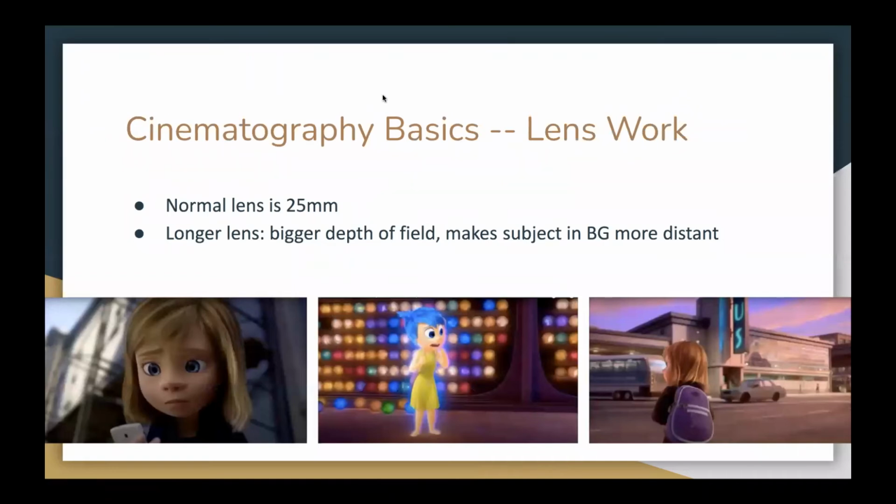And then this is more towards 3D, but lens work. Like a normal lens is 25 millimeter, and the longer the lens, the bigger the depth of field, and it makes the background more distant from the subject. So say you've got a 25 millimeter lens and you've got your subject here, and there's like a car in the background that's like 30 feet away. With a normal lens, it'll look like it's 30 feet away. With a longer lens, it's going to look like it's 50 feet away. And a shorter lens, it's going to look like it's 10 feet away. So this is more towards 3D animation because of the technology that you can use with it.